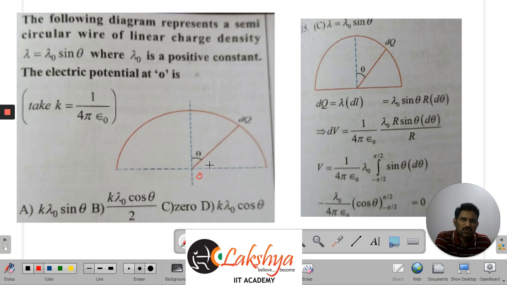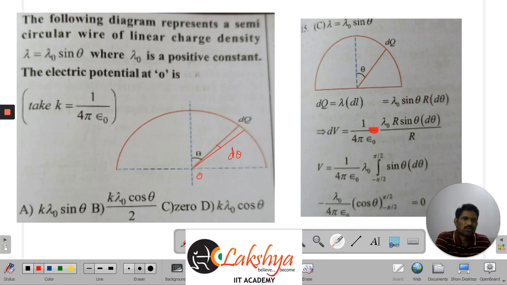So just we consider a small element here and we write the potential due to that small element. So here I am taking this as a small element here. So this is our small element. This is our d theta you can consider here. So then potential due to that small element, the charge on the small element is nothing but lambda into dl, length of this element. That lambda is given by this expression, lambda naught into sine theta, and that dl you can write as r d theta.